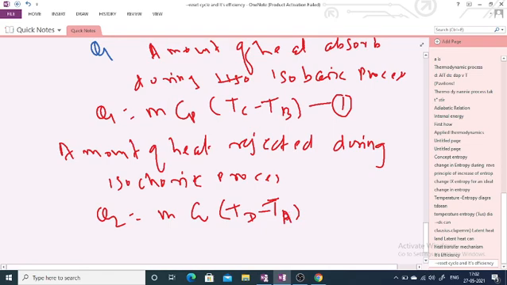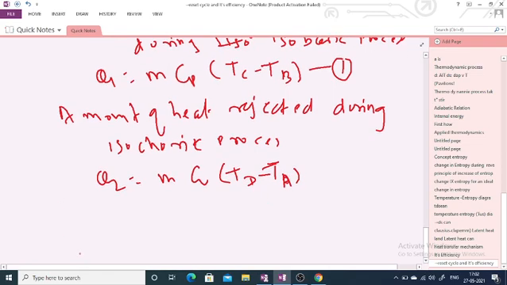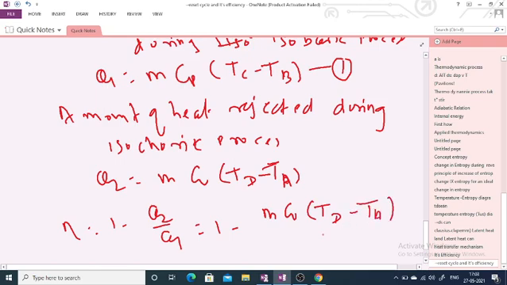Now you have to use the efficiency of the engine. So our basic formula, eta is equal to 1 minus Q2 upon Q1. So it is equal to 1 minus M Cv (Td minus Ta) divided by M Cp (Tc minus Tb). So M will be cancelled.